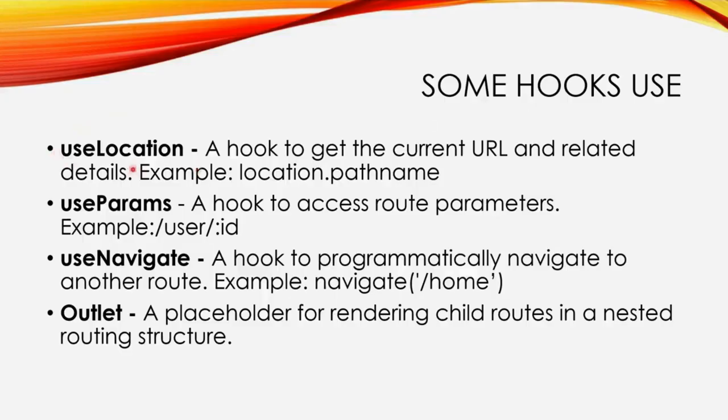useLocation is a hook to get the current URL and related details, for example location.pathname. useParams is a hook to access route parameters like user.id. useNavigate is a hook to programmatically navigate to other routes, for example navigate home. Outlet is a placeholder for rendering child components in a nested route structure.